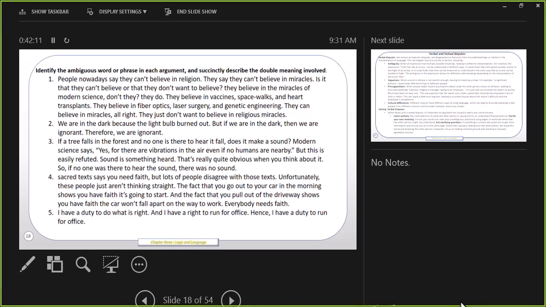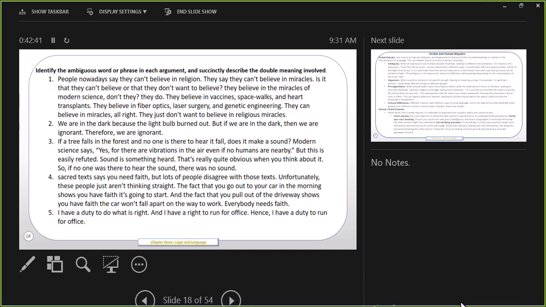Right? I have a duty to do what's right, and I have a right to run for office. Hence, I have a duty to run for office. Which word? Emmanuel. The word right. And what are the two meanings involved? What does right mean in: I have a duty to do what's right?